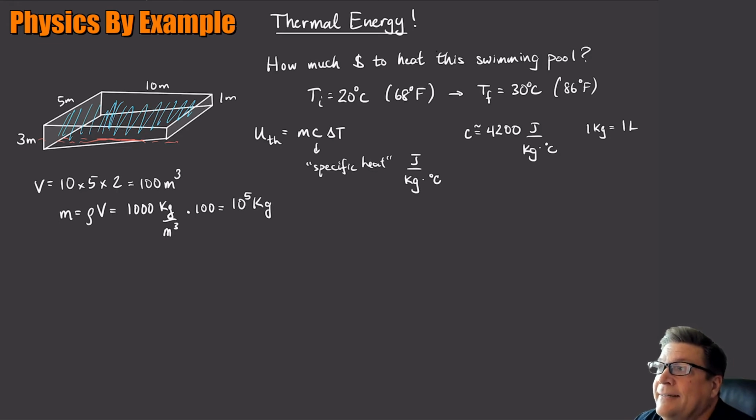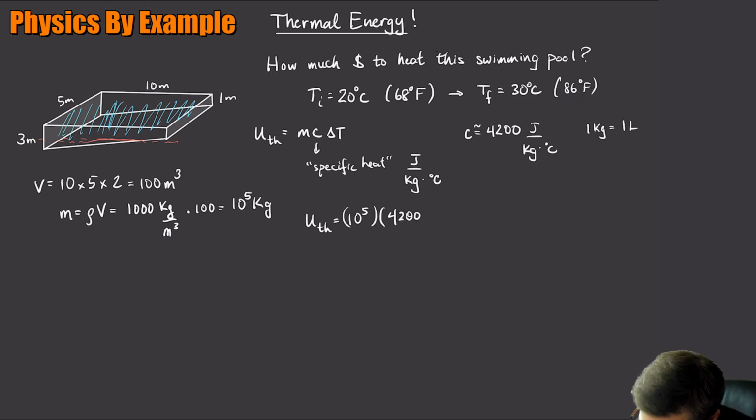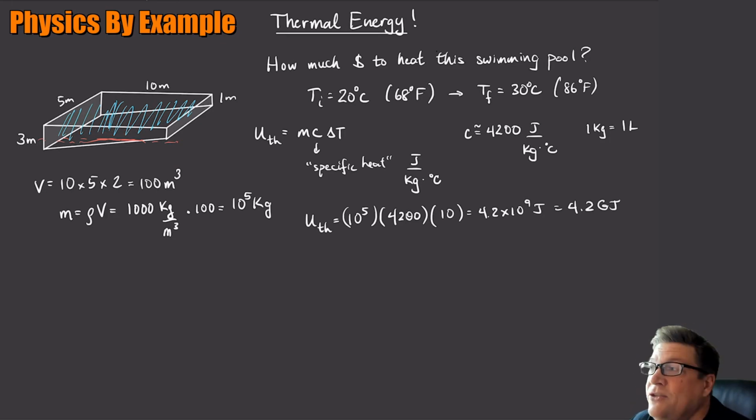So it looks like I'm all set. The amount of energy that I need is just going to be 10 to the 5th times C, 4200. You can see how the units are all going to work out, and delta T is 10. So when I multiply all these things together, what do I get? It looks like I get 4.2 times 10 to the 9th joules. 4.2 gigajoules, 4.2 billion joules. That sounds like a lot. But it's a lot of water, and water is hard to heat up. So somehow I'm going to need to come up with 4.2 billion joules to heat up this swimming pool.